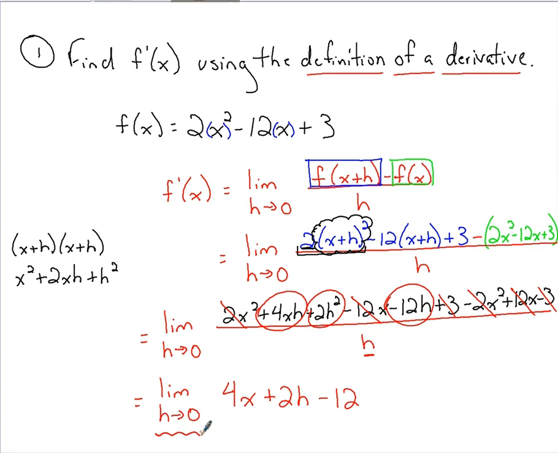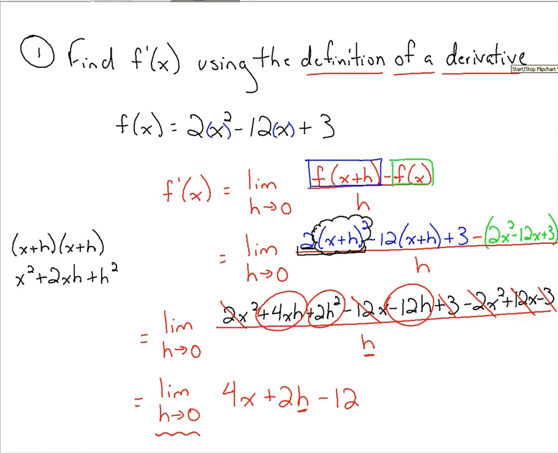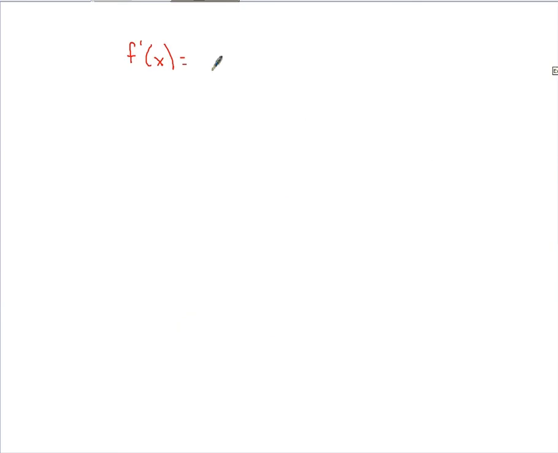And if we're applying that limit as h approaches 0, that means any h that I see over here, I'm going to plug 0 in for. So I've got one term that's got the h in it. I plug in 0 for that term. Well, let's see what's left here. F prime of x is going to equal, this h term's gone, so 4x minus 12 would be left. The derivative of the function is 4x minus 12.